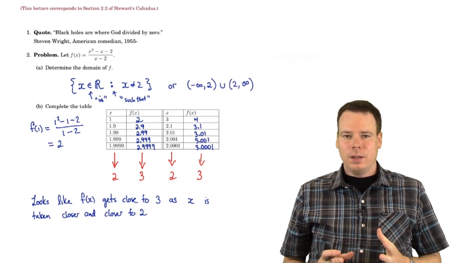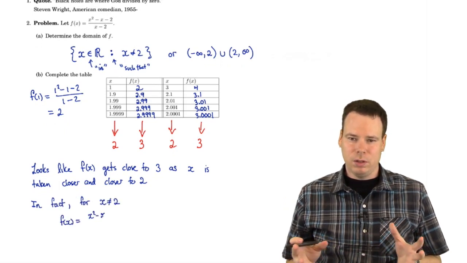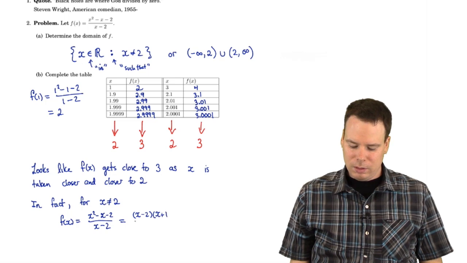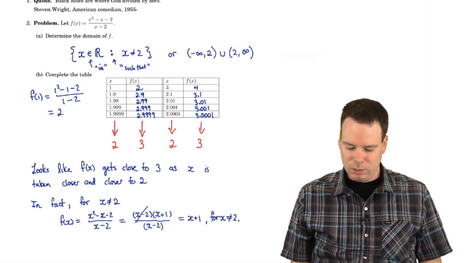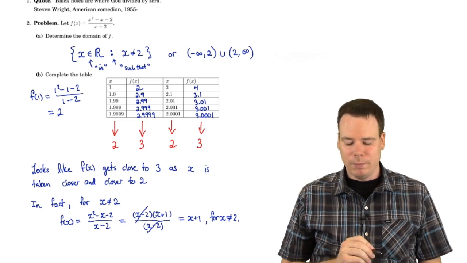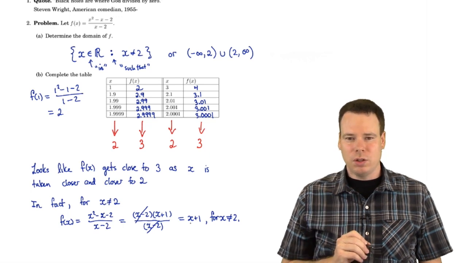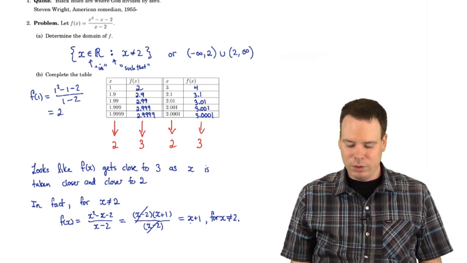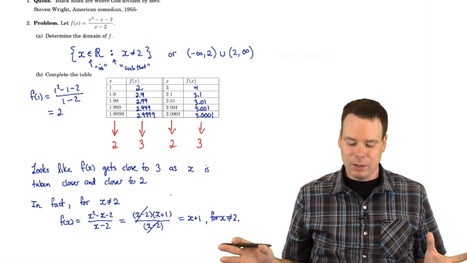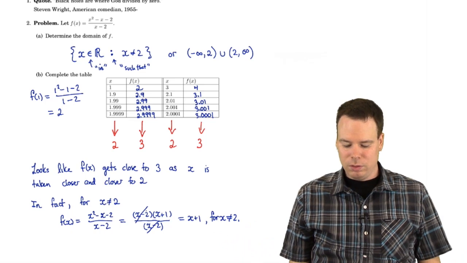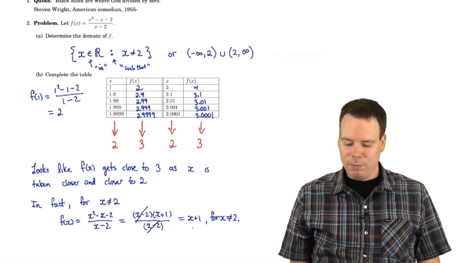In fact, for x values not equal to 2, we can rewrite the expression for f as follows. Notice that we canceled off the x minus 2 from top and bottom in order to simplify it down to x plus 1. Now we can only do this when x is not equal to 2. When x is equal to 2, this would effectively be 0 over 0, so we wouldn't have that expression making sense in the first place. But when x is not equal to 2, we can certainly cancel x minus 2 from top and bottom, because those would be non-zero numbers. In which case, f can be rewritten as x plus 1.